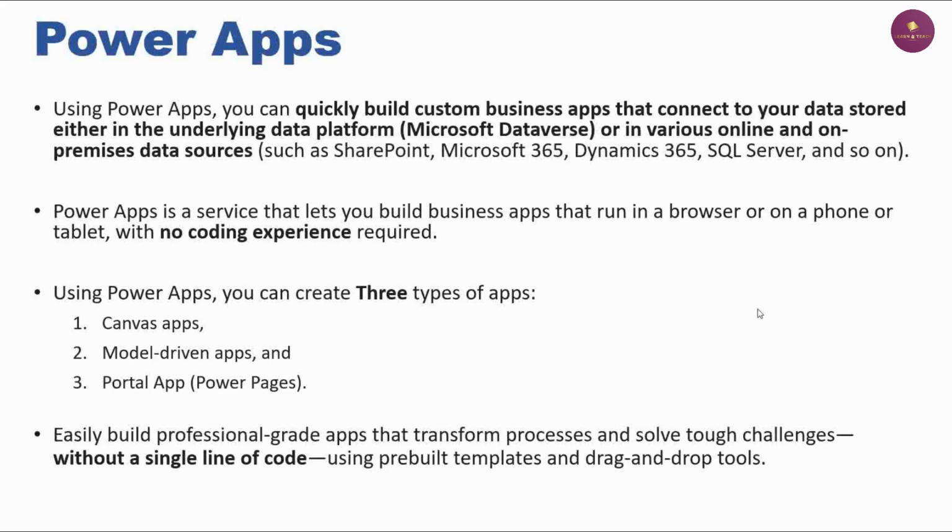And by using Power Apps, we can build applications very easily without writing any single line of code. Whenever we are talking about Power Apps, we can create three types of applications: Canvas apps, model-driven apps, and Power Apps portals. Now we are calling this Power Pages. And you can see here, easily build professional grade applications that transform processes and solve tough challenges without a single line of code. Whenever we are talking about Power Apps, that is nothing but a less code approach.